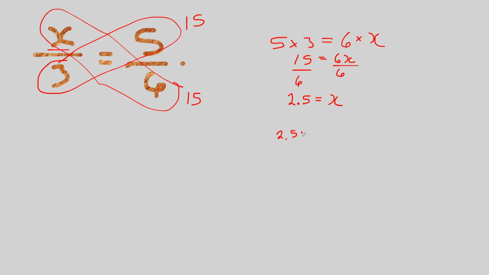So what I can say here is 2.5, I can have my ratio here. That's my answer. Is equal to 5 to 6. And I can check that really quick because 2 times that there and 2 times that there is equal.